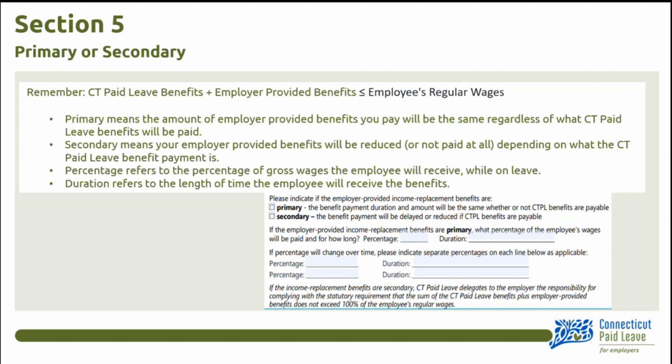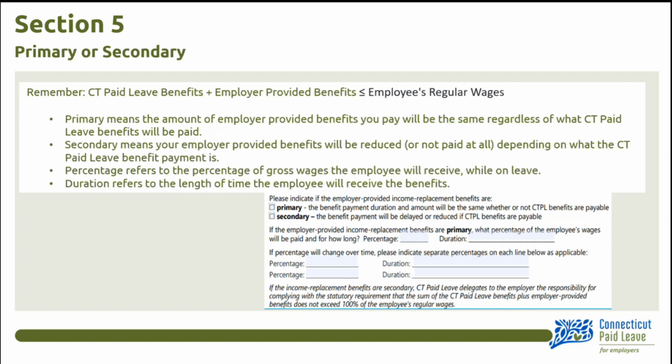If your benefits are secondary, Connecticut paid leave will pay the full amount of the benefits as determined by the statute which tells us how to calculate benefits, and it will be up to you to reduce the amount you pay if necessary. When the claim is approved, we will notify you and tell you the weekly benefit payment we will be paying so that you can make any necessary adjustments. If your benefits are primary, Connecticut paid leave will have to reduce the benefits we pay.